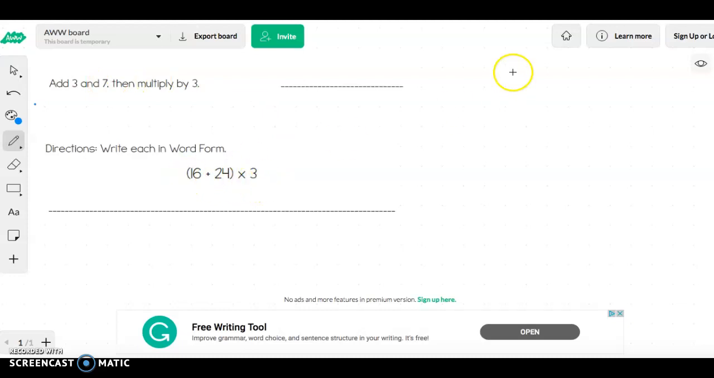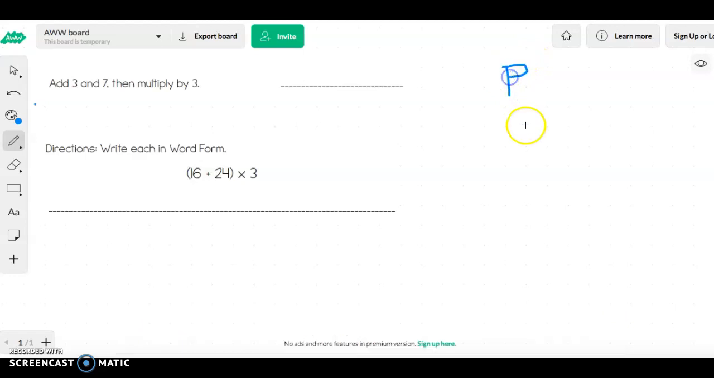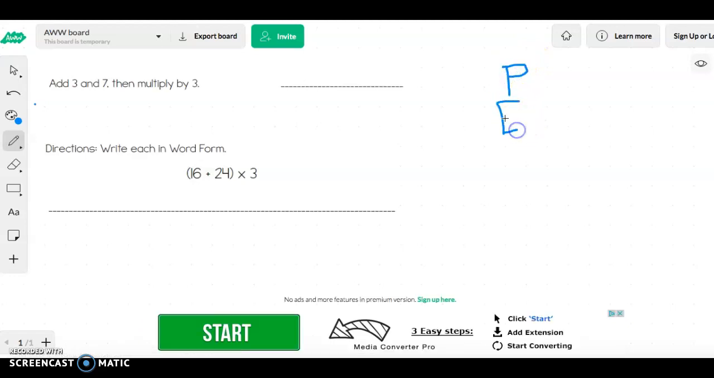Remember, parentheses are done first. So we did parentheses, exponent, multiply, divide, add, and subtract. Your parentheses are what are put together, so that is what's done first.